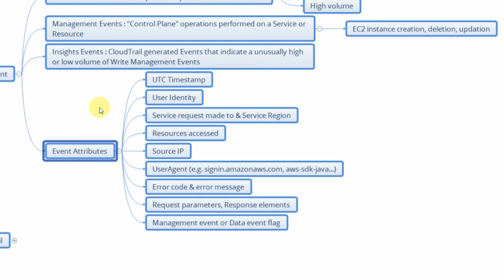Now, what are the attributes of each event? There's a timestamp, the user identity, the service that the request is made to, and the service region, the resources being accessed, source IP, user agent, such as signin.amazonaws.com or the AWS SDK written in Java. It includes an error code and error message in response, includes request parameters and response elements, and a flag to indicate whether it's a management or a data event.